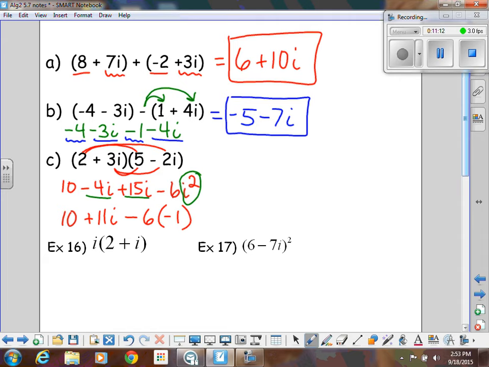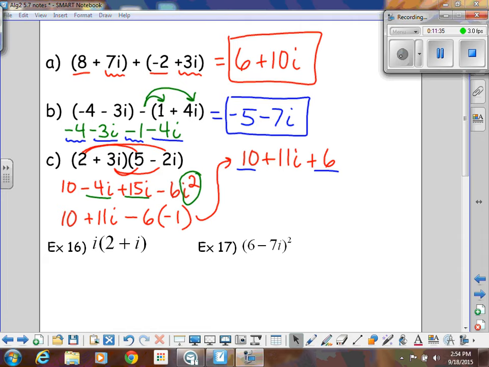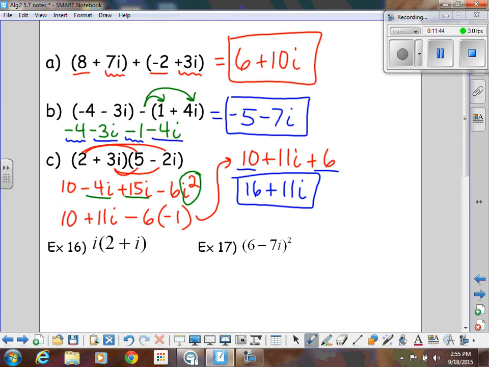Notice that there's nothing in our a plus bi form that allows us to have i squared in it. So what is negative 6 times negative 1? We'll continue this up here. So I have 10 plus 11i, and then negative 6 times negative 1 would be positive 6. And now I have some more like terms I can combine. All right, so we can combine 10 and 6 to be 16, and then we have 11i. So that's our a plus bi form.